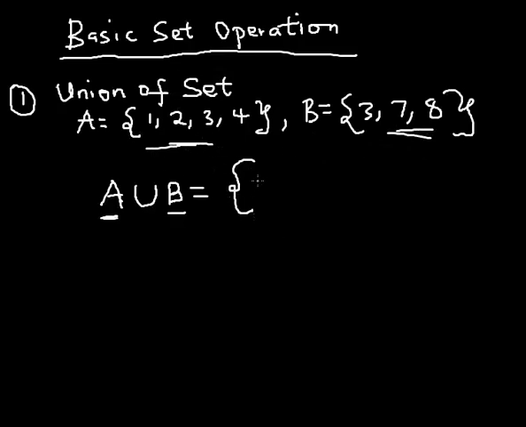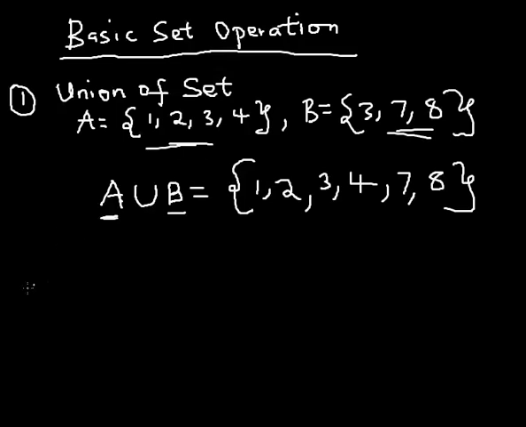Start with 1. 1 is found in A, but it's not found in B. I go to 2. 2 is found in A, not found in B. Now I go to 3. 3 is found in both. I go to 4. 4 is only found in A. Then what next do I have? The next is 7, found in B only. Then 8. So that's A union B.